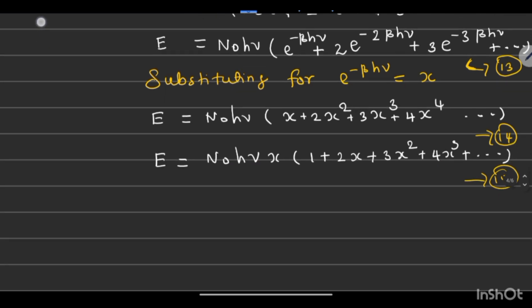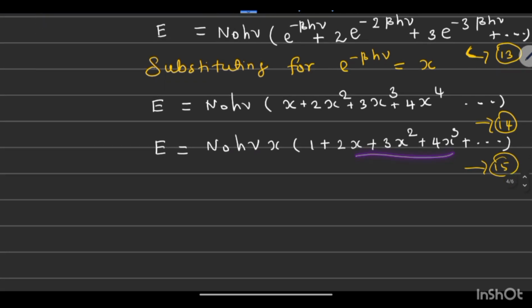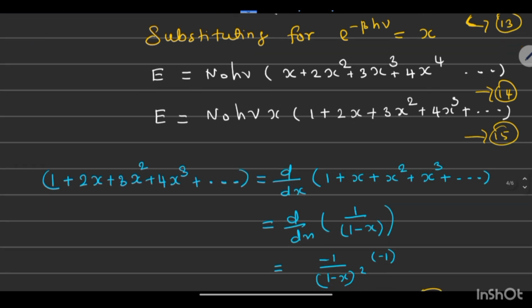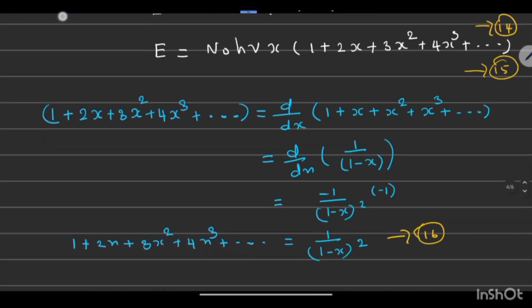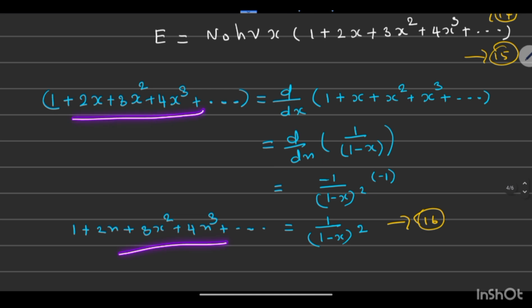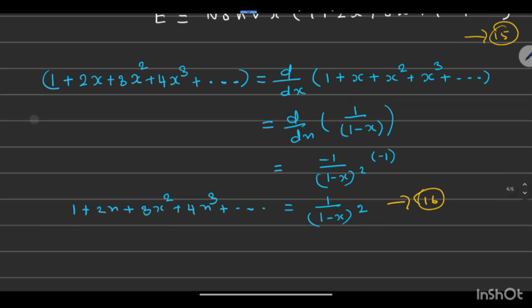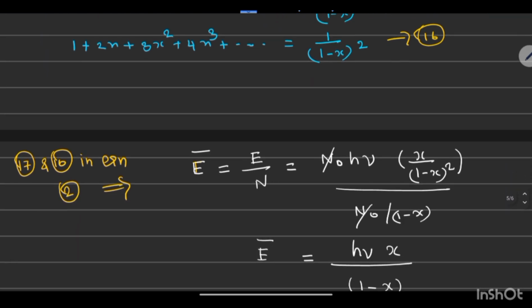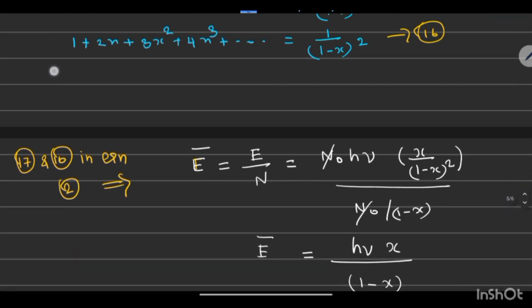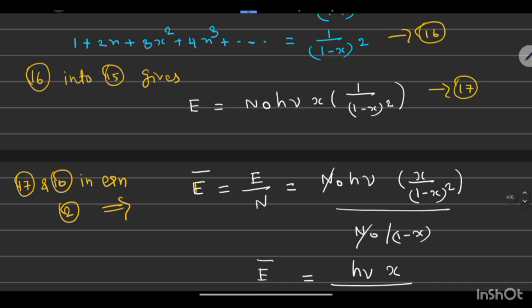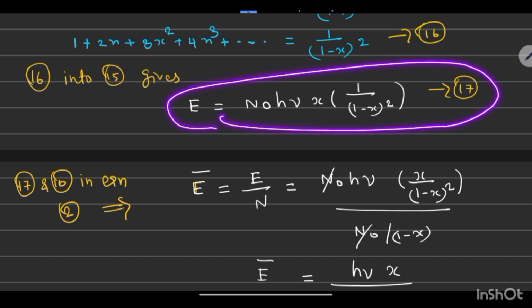So now how to find the summation of this series? This series is nothing but the derivative of the previous series that we considered, 1 over 1 minus x, and if you take differentiation you get exactly this form. So this series can be represented as the derivative of this binomial expansion of this function. If you take the derivative you will get exactly this, and substituting this into equation 15 we get the total energy as this equation 17.